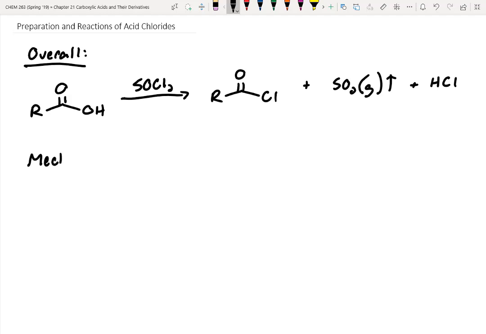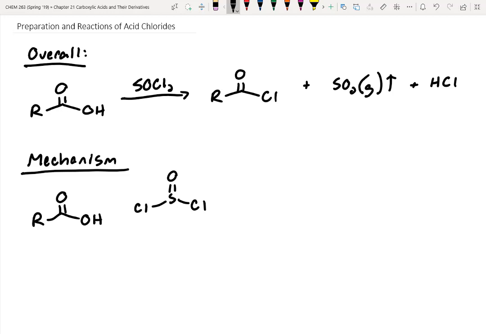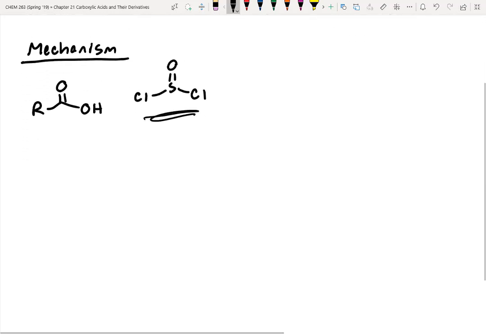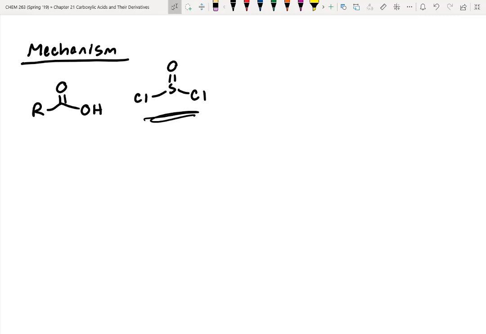So let's take a look at the mechanism. I think this one works without pyridine. I would have to look that up though. All right, so this mechanism is a bit strange. But one thing I want you to remember is that thionyl chloride is like the king of electrophiles. It is really, really, really electrophilic. It desperately wants electrons from anywhere it can get it.